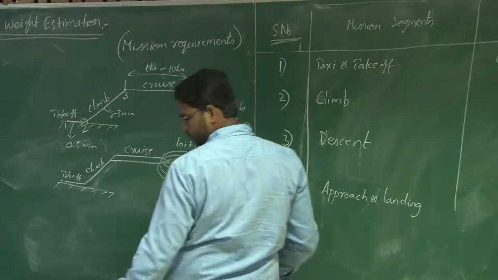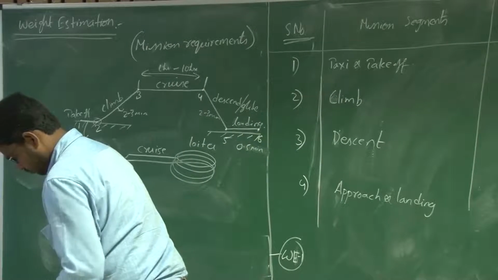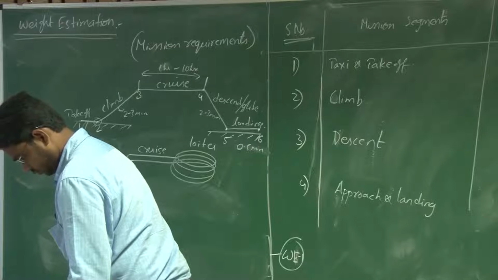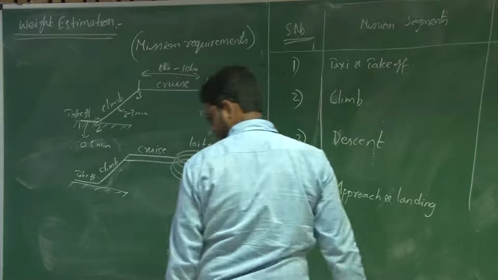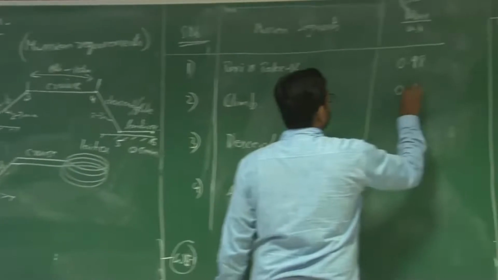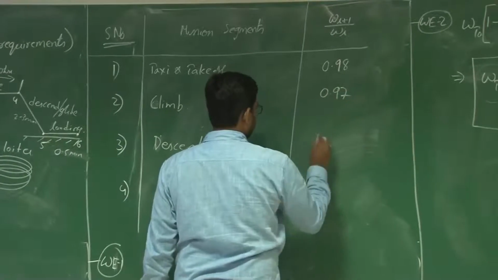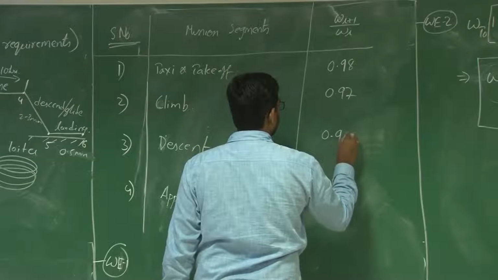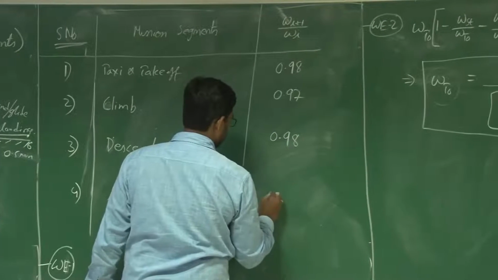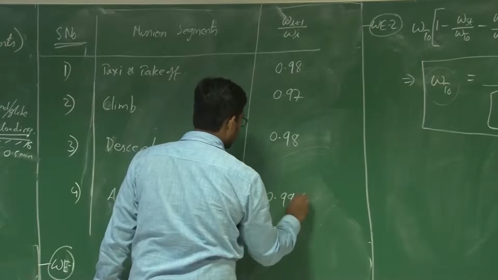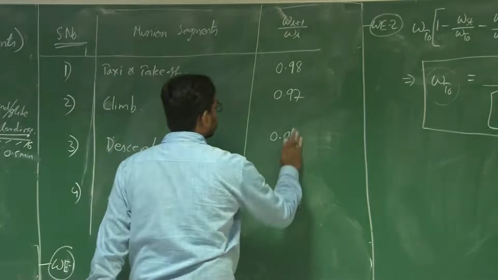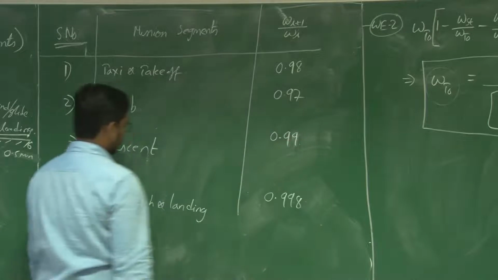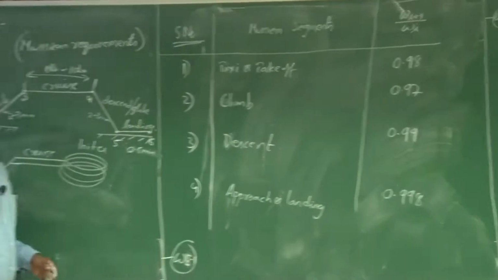Right. So typical values of this are 0.97, 0.98, 0.998. This is 0.99, I'm sorry.